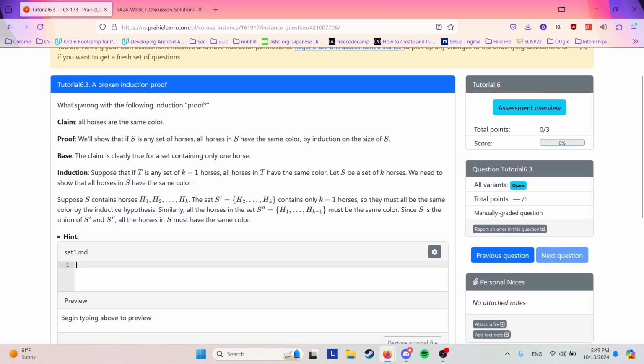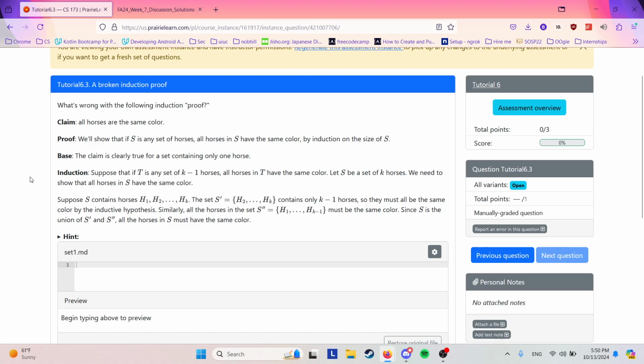Okay, so now we have a broken induction proof, and we have to find exactly what's broken about it. So the proof goes: claim, all horses have the same color. Proof: we will show that if S is any set of horses, then all horses in S have the same color by induction on the size of S. So here we're inducting on the size of S, so just keep that in mind.